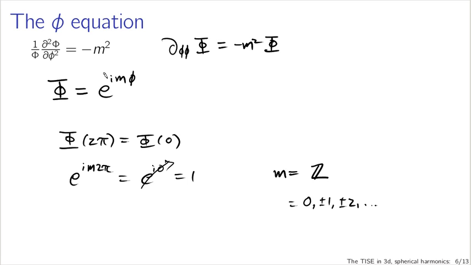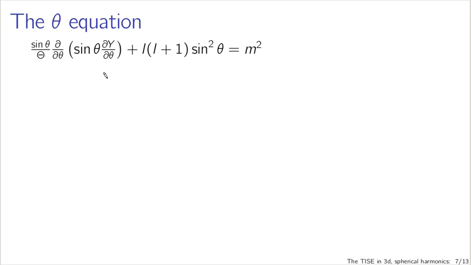Now, this is not the full story, of course. This was just one piece of what we got from that overall angular equation. The more complicated piece comes from the theta equation. The theta equation is complicated, but, excuse me for a moment, this is now the partial derivative of our capital theta with respect to theta, since we've already done our separation of variables. This is our equation for theta.